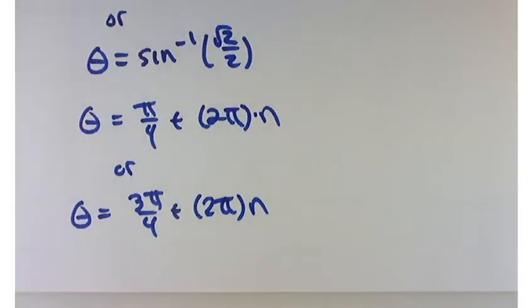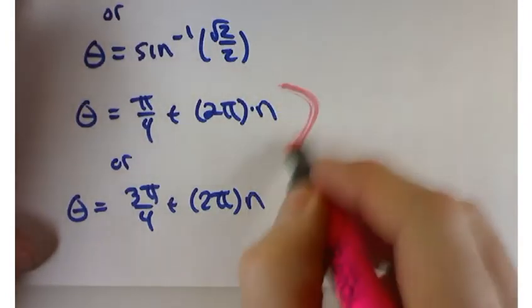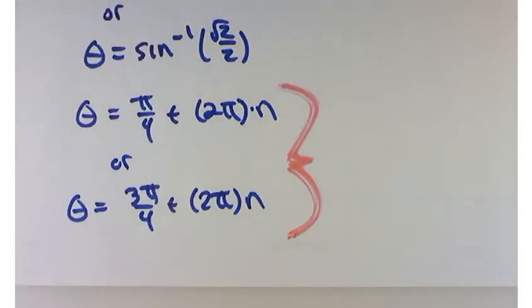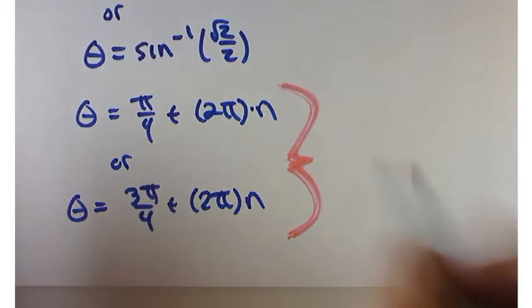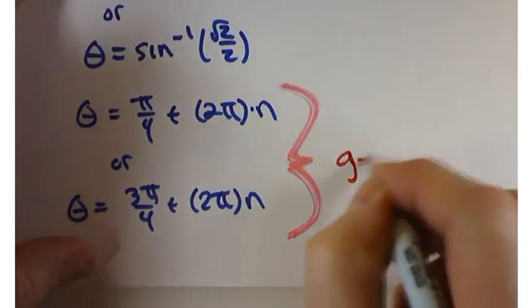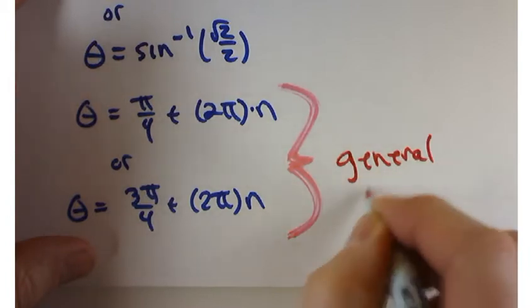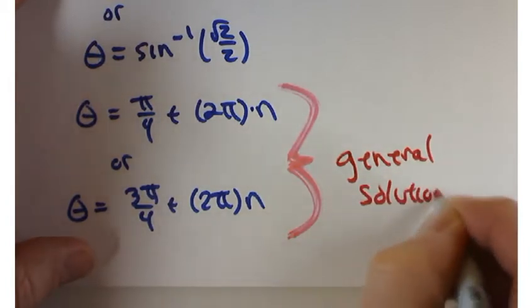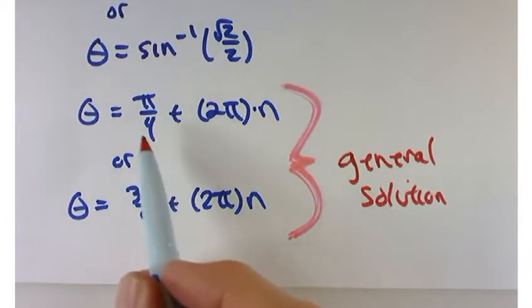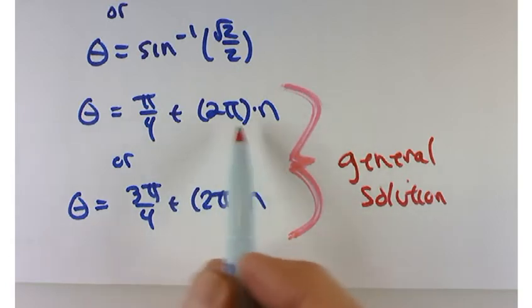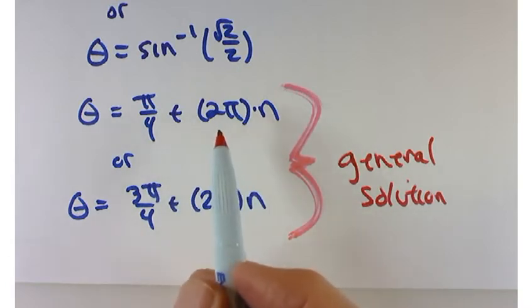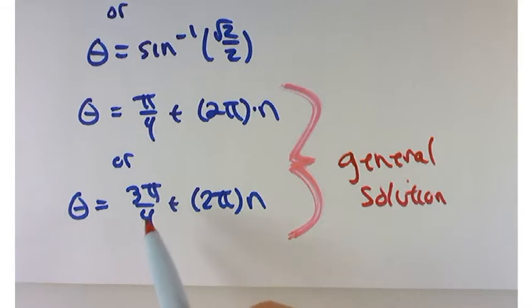So these are the general solutions. That's the most general solution you can have, right here. So that's our general solution. Because that's everything. It's not only the pi over 4, but it's all the coterminal angles that you can get with pi over 4. And likewise with 3 pi over 4. So that's everything.